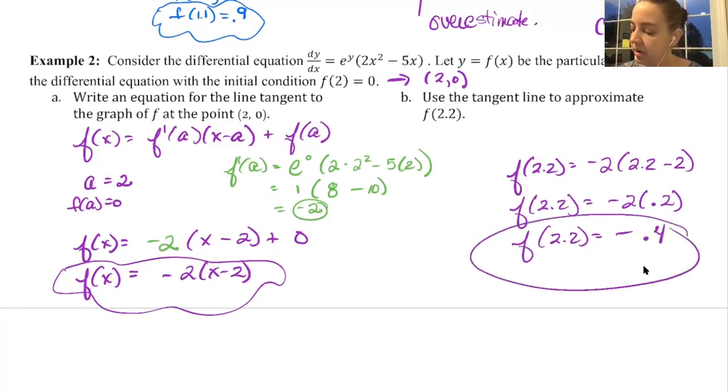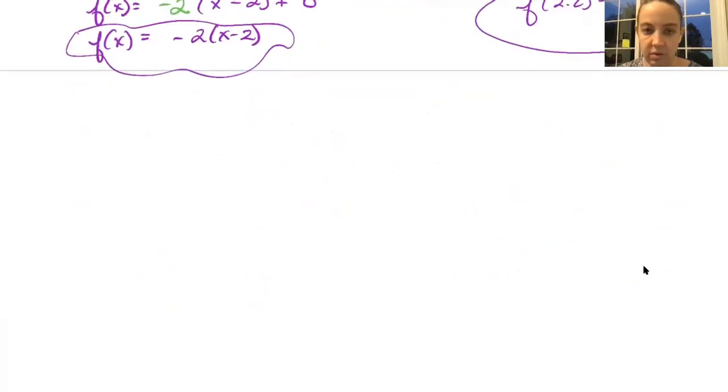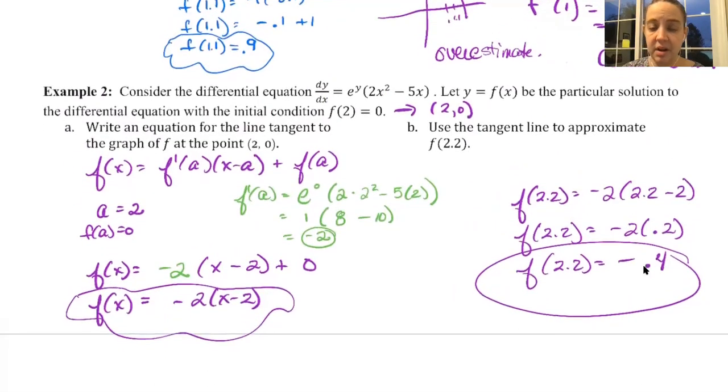Awesome, awesome. So tangent lines, nothing new. You've been doing lines since Algebra 1. You've been doing tangent lines since the first week of calculus. So not a bad lesson at all.